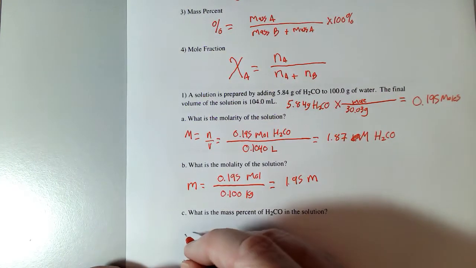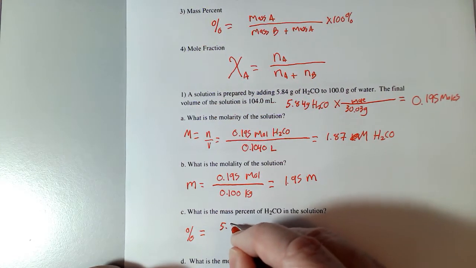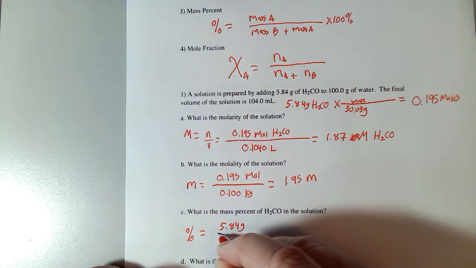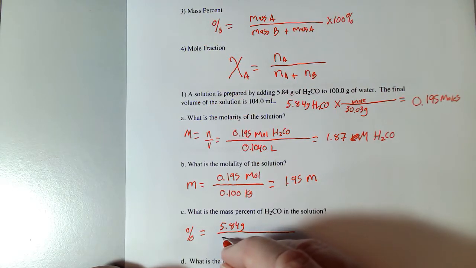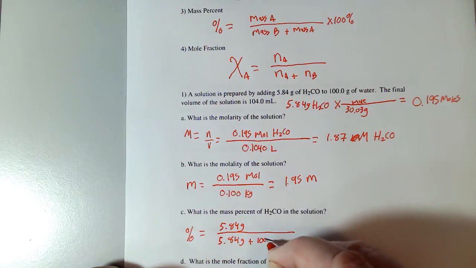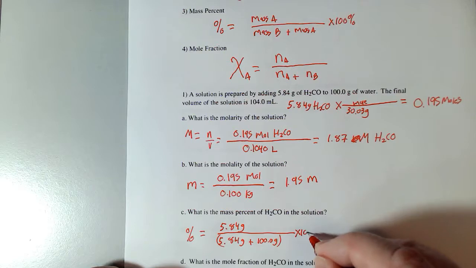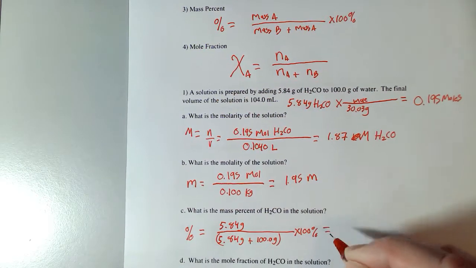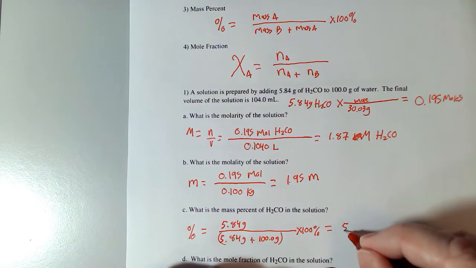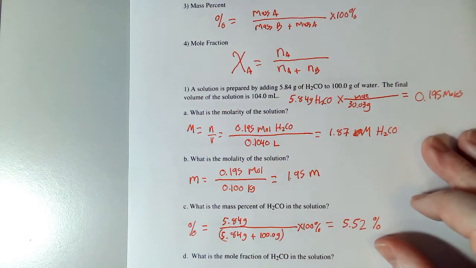Mass percent, okay, not so bad. I have 5.84 grams divided by 5.84 grams plus 100.0 grams. Multiply this by 100%, and that comes out to be 5.52%.